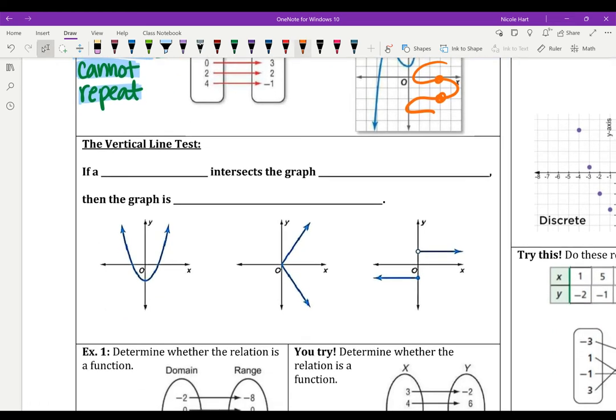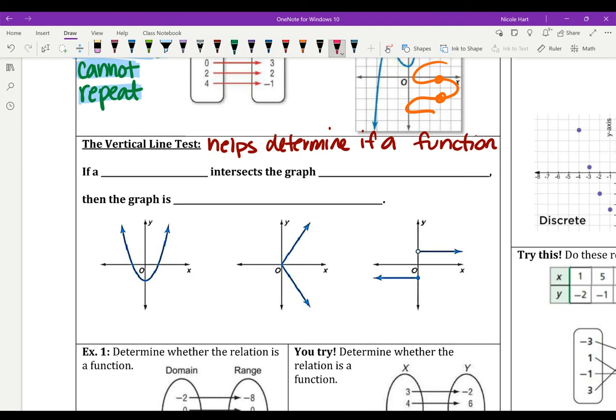Now, the vertical line test helps us with a graph. The vertical line test, I want to change colors, helps us to determine if something is a function, if it's been graphed. You can always graph it too if we give you points or something like that, but I find that you can either just check to see if the x's repeat or do the vertical line test.